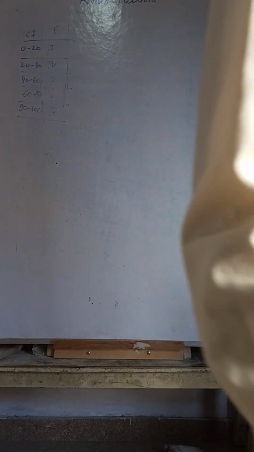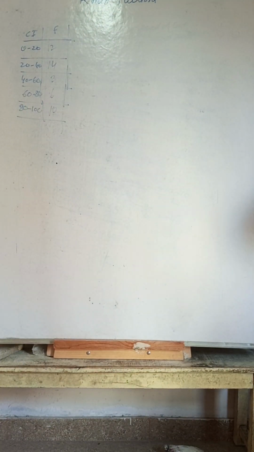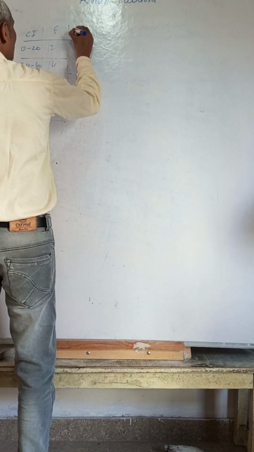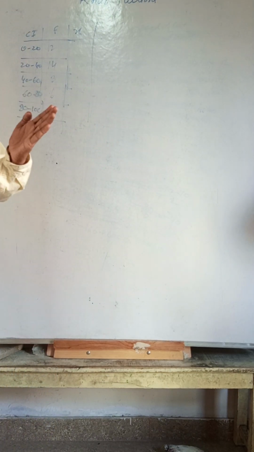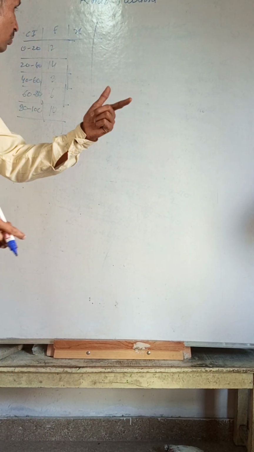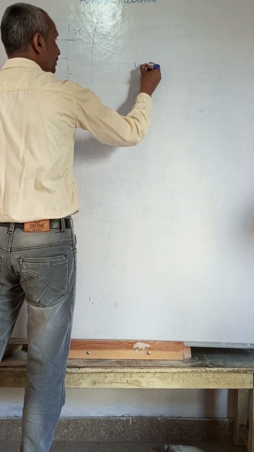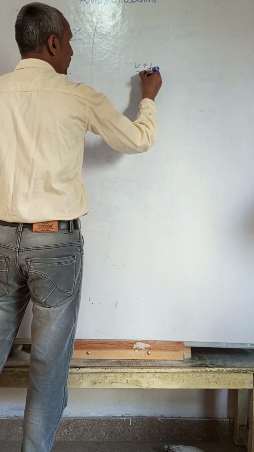To find the mean, we have to find the X. Finding X means, you always keep in mind, X comes as the upper limit plus lower limit divided by 2. Upper limit plus lower limit by 2.